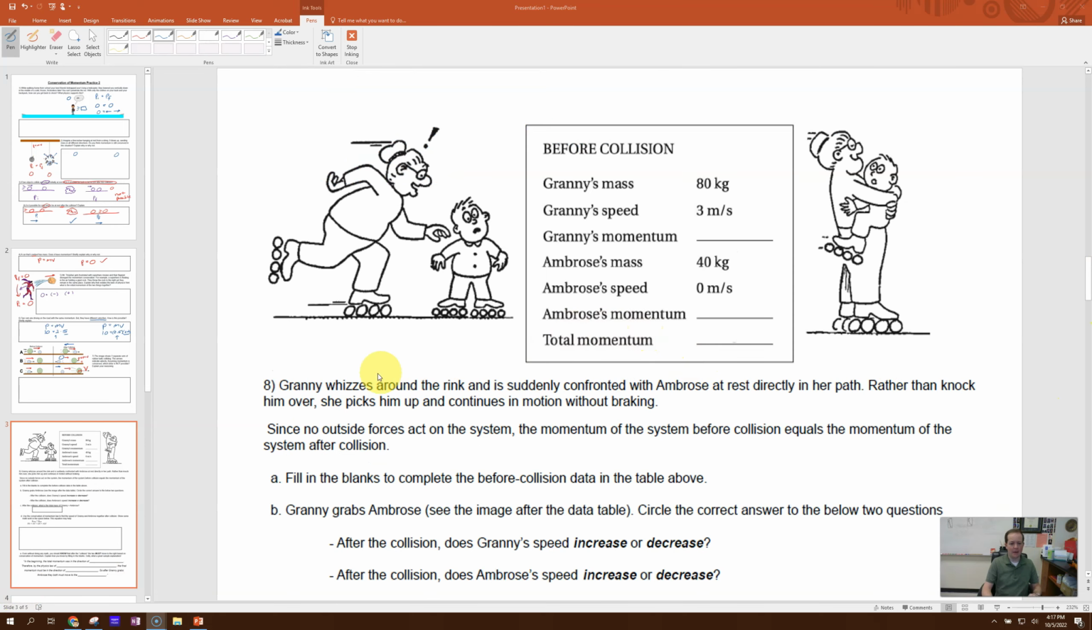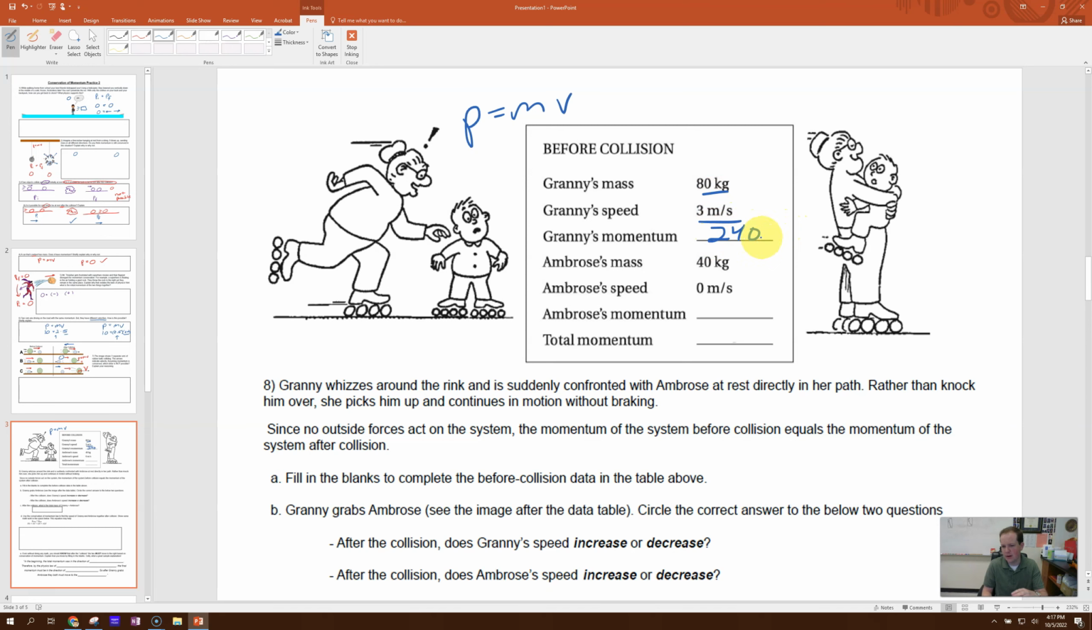All right, granny time. If you haven't read this question, hit pause and read the question first, and then come on back to my video. For letter A, it's asking to fill in the blanks. Let's do that. Granny has a mass of 80 and a velocity of 3. What's the momentum? Momentum equals mass times velocity. In your calculator, what's 80 times 3? It's 240.